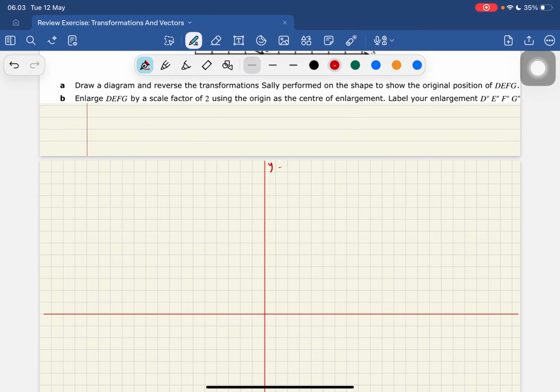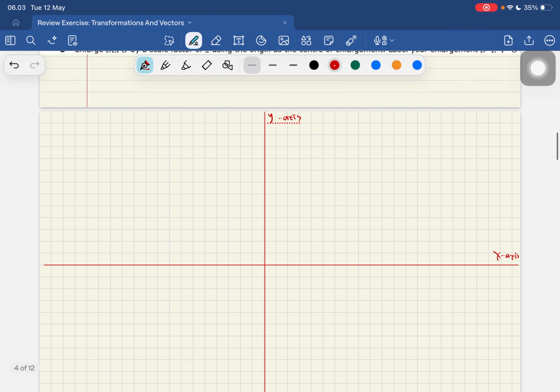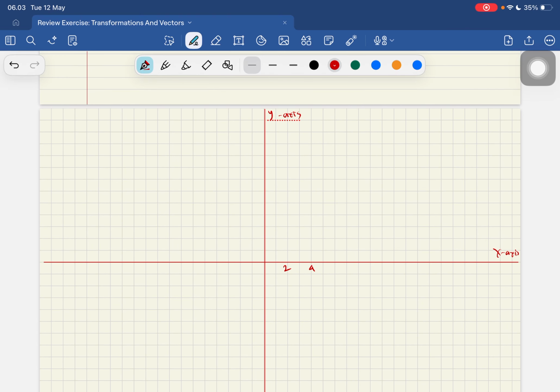Okay, here is the y axis, x axis. So we need 2, 4, 6, 8, 10. Negative 2, negative 4, negative 6, negative 8, and negative 10. Then on the other axis, 2, 4, 6, 8, and 10, negative 2, negative 4, negative 6, negative 8, and negative 10.